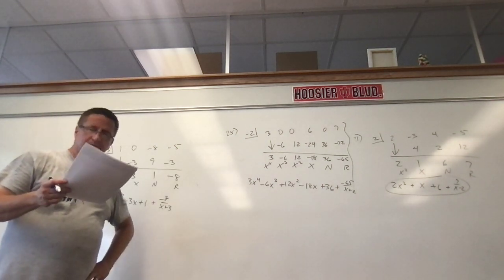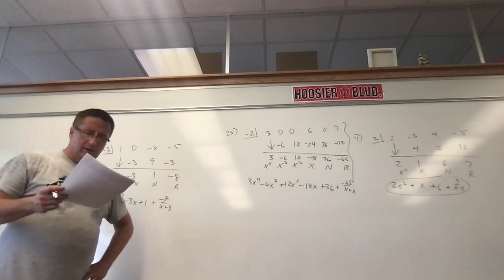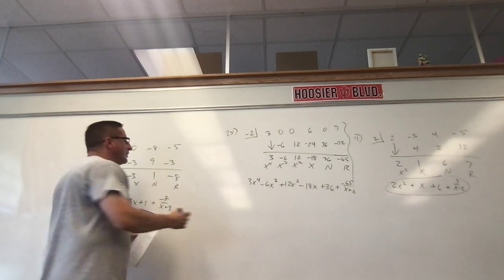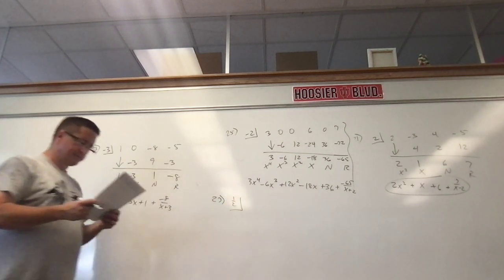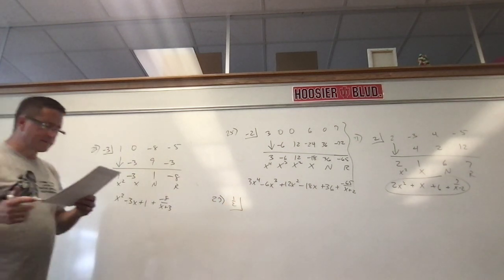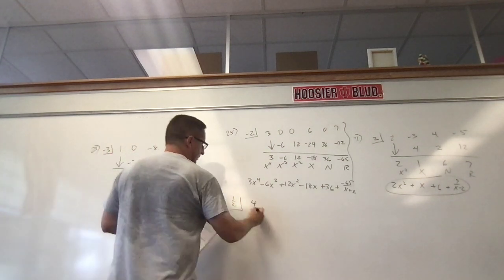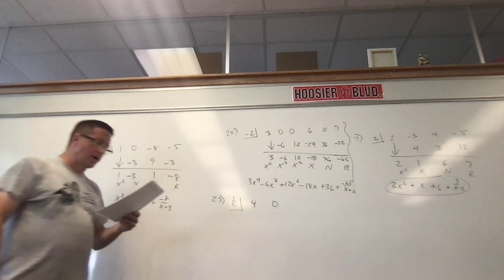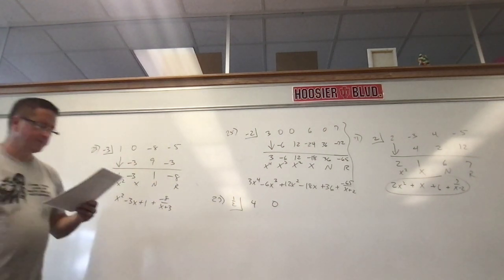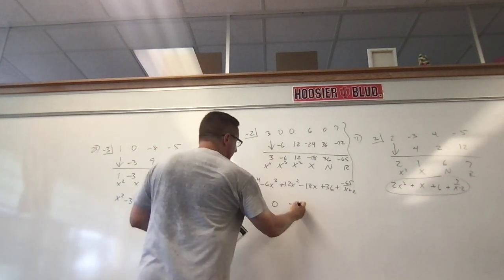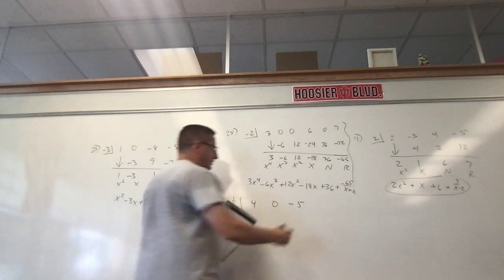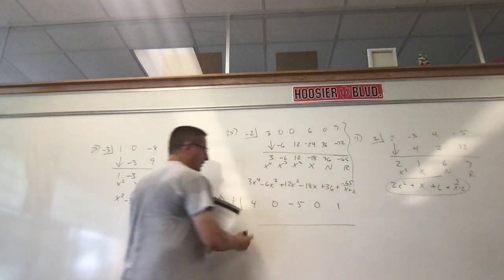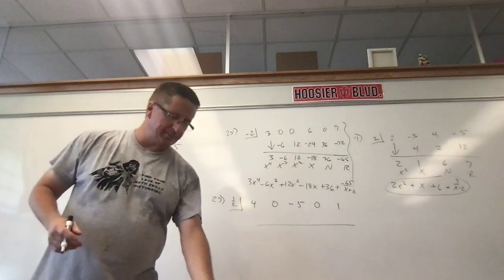27. In the box is a positive 1/2. Top line is going to be 4. Then 0, because there are no x3s. Then -5. Then 0 again, because there are no x's. And then 1, positive 1.